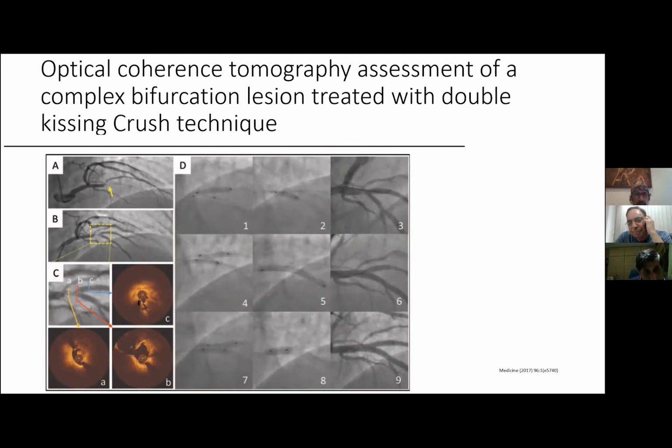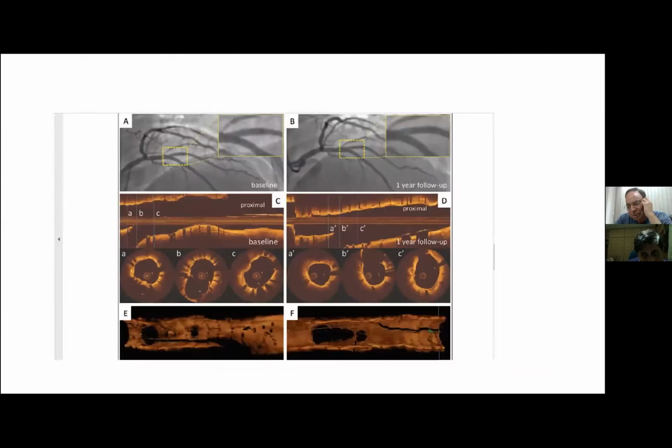But if you visualize the side branch, you still see a tight lesion in the side branch which was not seen. This patient underwent a DK crush technique and two stent strategies. So what looked like a provisional stent on angiography turned out to be a two stent strategy on OCT. And this was the final result on OCT.